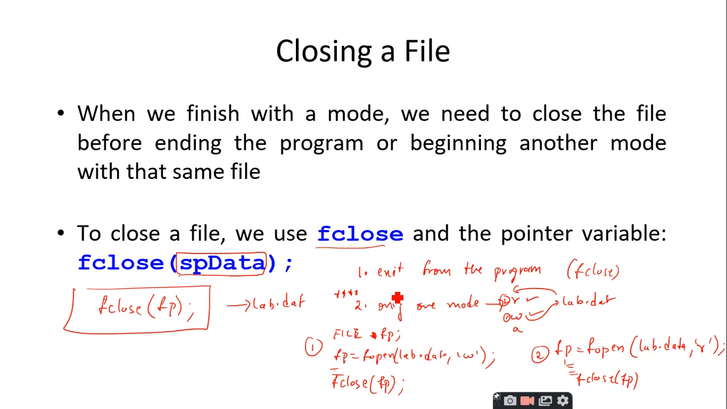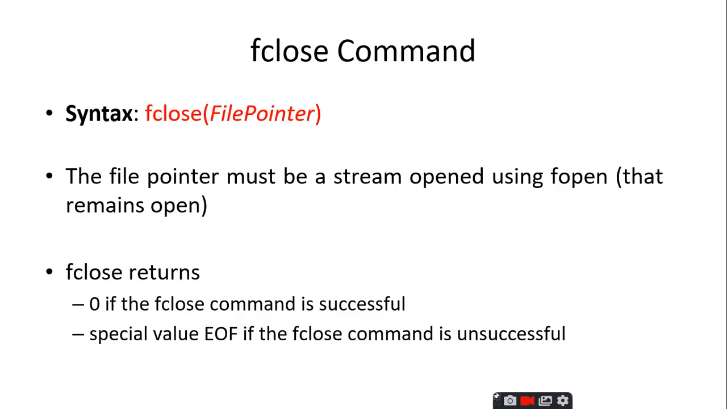So in these two cases, you can make use of this fclose function. Very simple thing. And this is the syntax I told, fclose of file pointer. This file pointer is the stream which you have opened in the earlier lines of code using fopen. And fclose also returns two values. 0 will be returned if it is a success. If it successfully closes the file, it will return 0. Or else, if it fails, then it will return a special value called EOF, which stands for end of file. So successful 0, unsuccessful EOF. That's it.